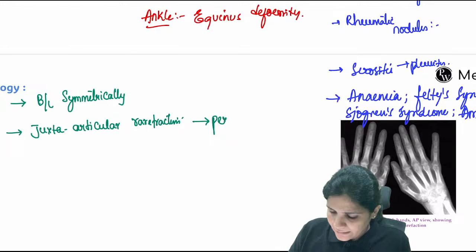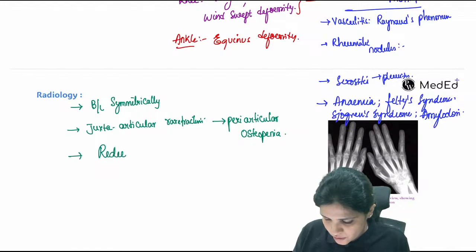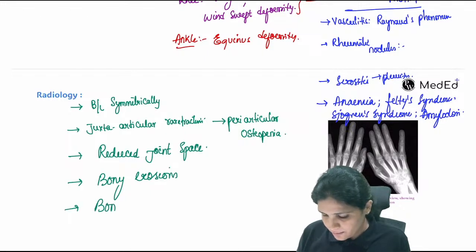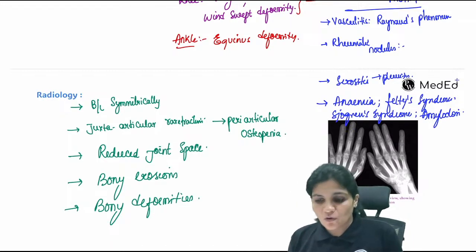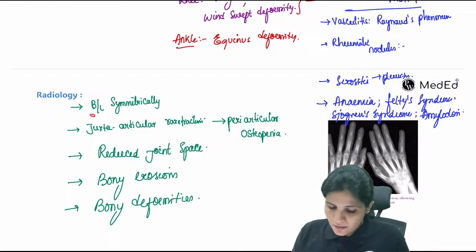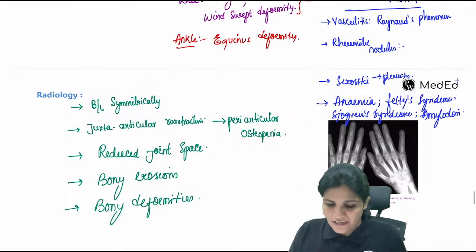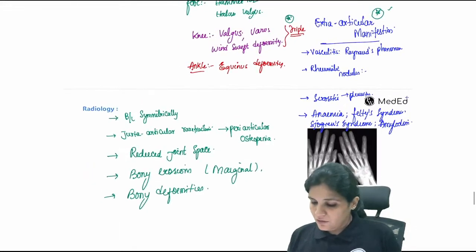It is also called periarticular osteopenia. That means around the joint you can see osteopenia, right? Then one more thing is there is obviously the reduced joint space. You have to remember that there would be a reduced joint space, and then you will see a lot of bony erosions and deformities. Juxta-articular or periarticular osteopenia is mainly characteristic of rheumatoid arthritis, right? Understood? And what is mainly important is the symmetry. So it is bilaterally symmetrical, periarticular osteopenia, then there would be reduced joint space, bony erosions, usually the marginal erosions, and then there are a lot of deformities which you can see. Understood? These are the radiological manifestations of rheumatoid arthritis.